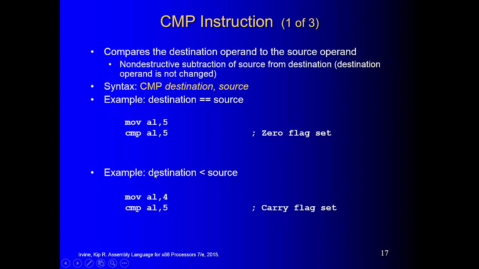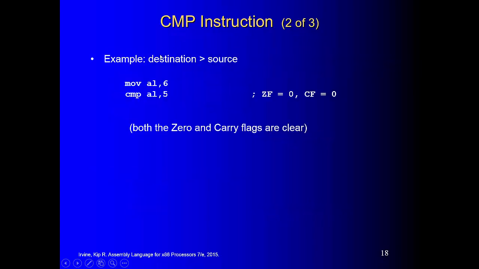When you compare, if your destination is less than your source, like this one, 4 is less than 5, the carry flag will be set to 1. When you compare, destination is greater than source, here 6 greater than 5. In this case, zero flag will be 0 and the carry flag will be 0.